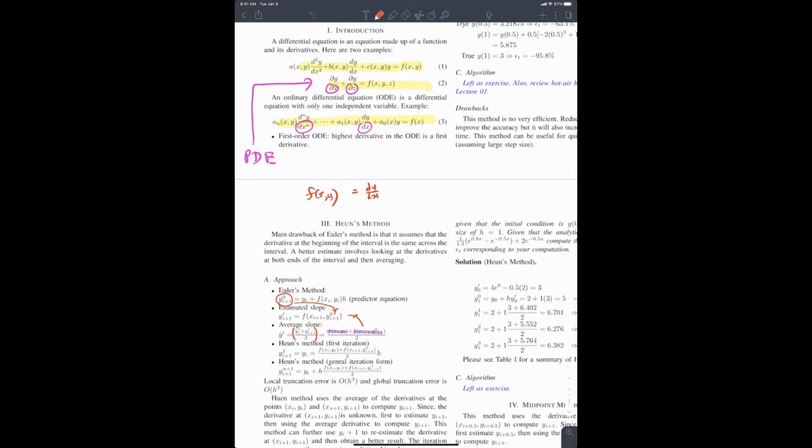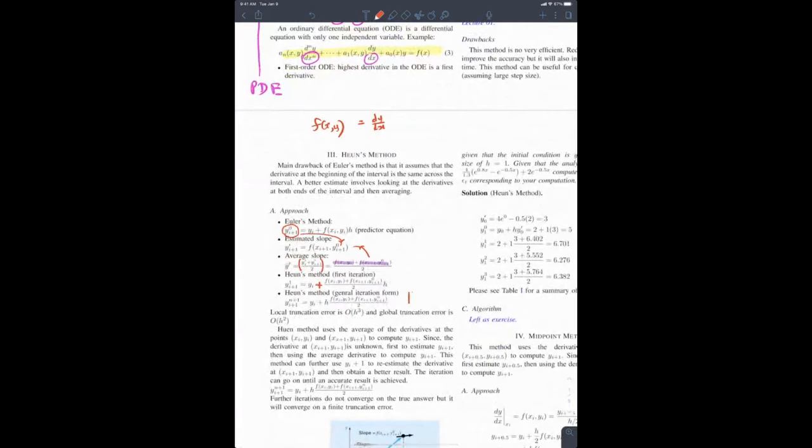So, rather than using the original one, we are just using an average slope. And once again, there's a typo. This will be y i plus f(x i, y i) plus f(x i plus 1, y i plus 1 0), which is the prediction, divided by 2 times h. So that's the Heun's method approximation.